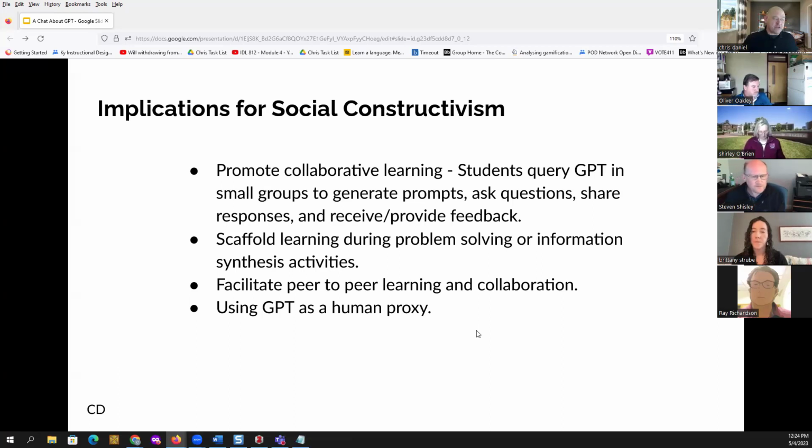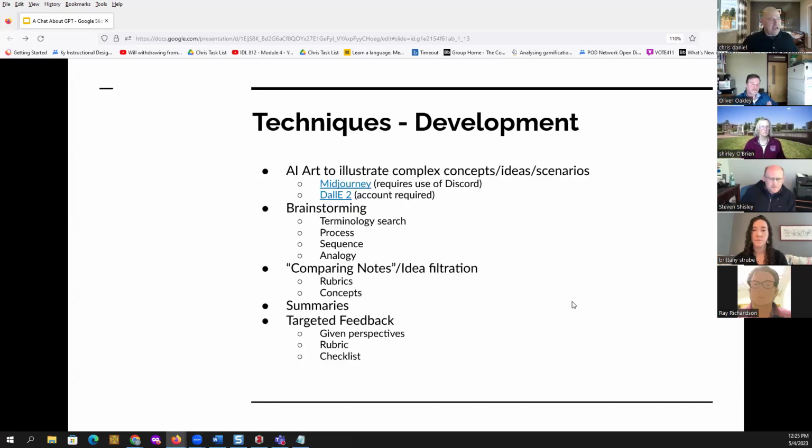Can we use it to scaffold learning during problem solving? Instead of having an experienced other right in the room, can they use GPT to explain things, to simplify concepts? We talk a lot about cognitive load in instructional design. Can they get a simplified explanation? Can we facilitate peer-to-peer learning collaboration in some ways? Can GPT, and this is a question, not a statement, it should have a question mark, be used as a human proxy? Maybe not now, but can we do it in the future? These are just thoughts that I had.